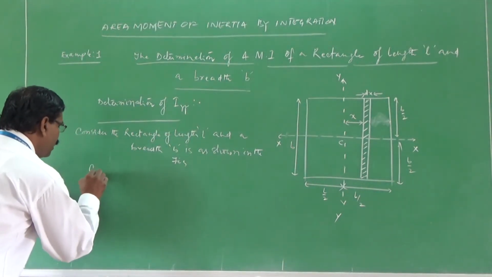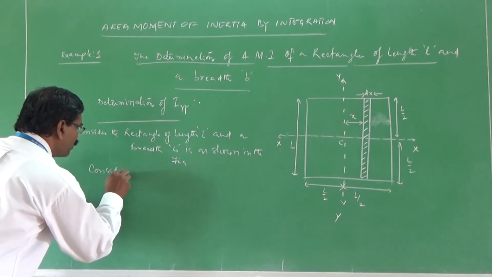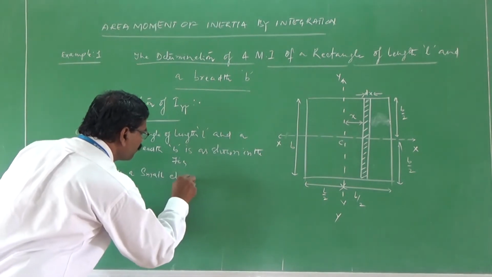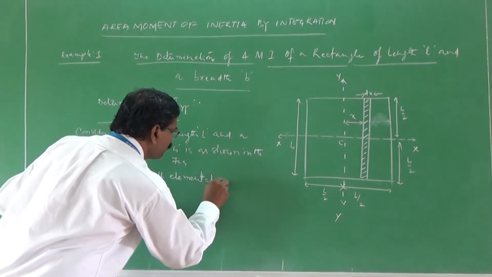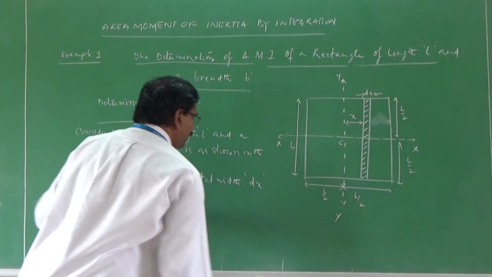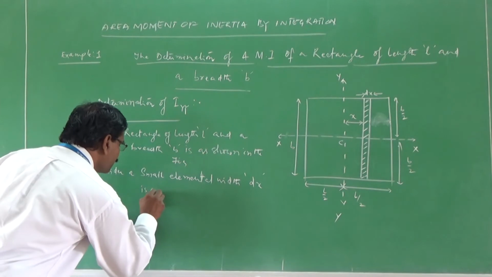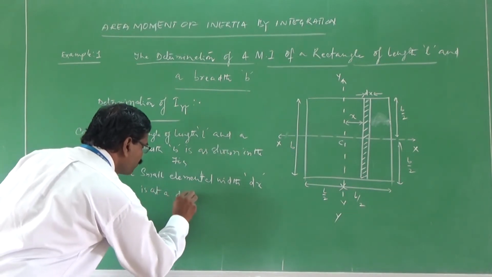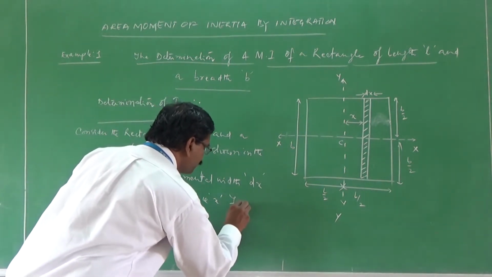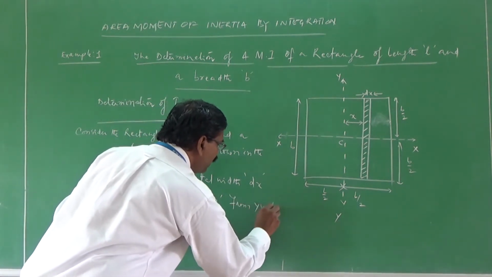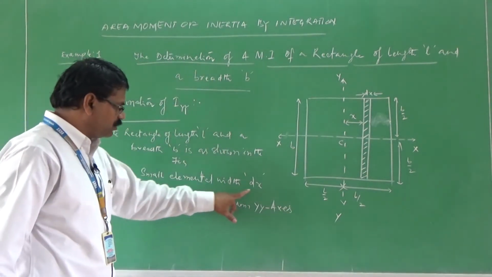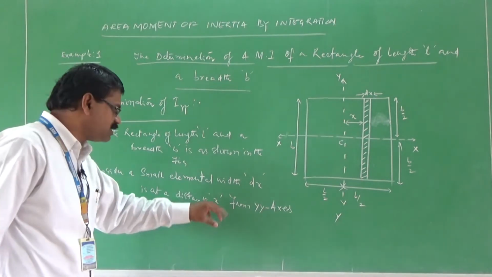Consider a small elemental width, say dx, at a distance x from the y axis. Now, utilizing this small elemental width dx, we need to find the area. Let us see this.